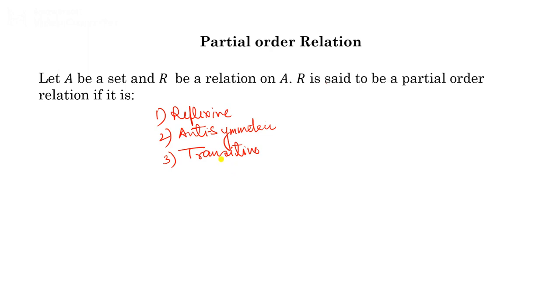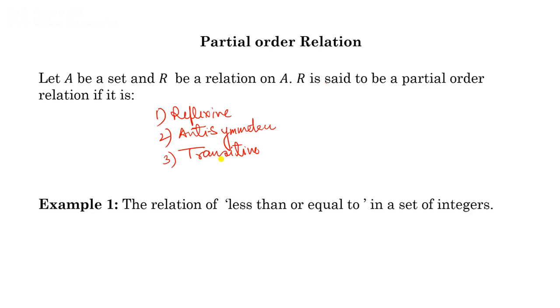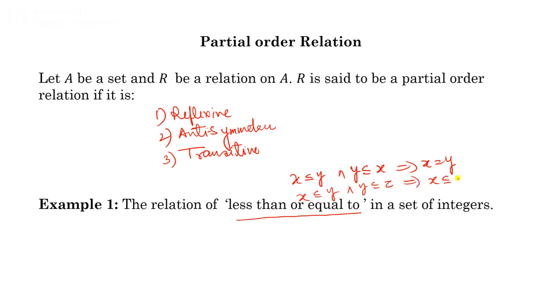For example, the relation less than or equal to is reflexive because x is less than or equal to x, antisymmetric because x less than or equal to y and y less than or equal to x means x equal to y, and transitive because x less than or equal to y and y less than or equal to z implies x is less than or equal to z. So this relation is a partial order relation.